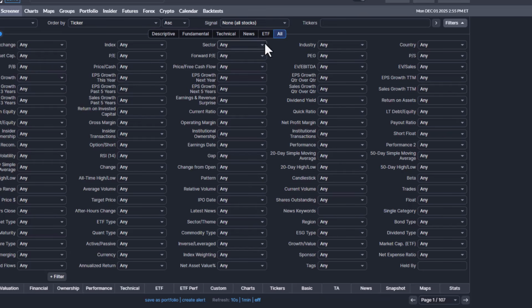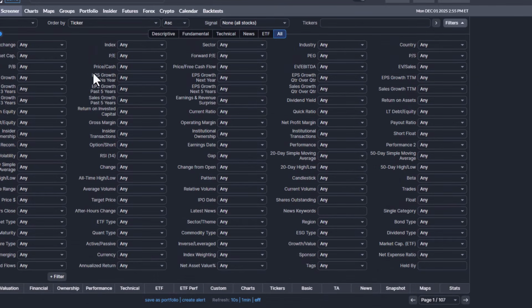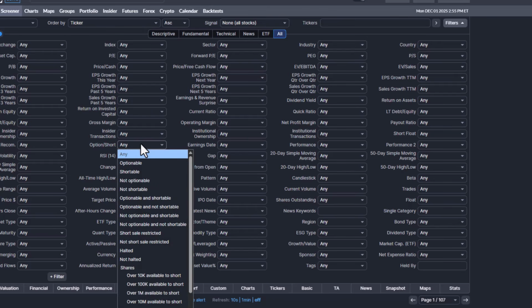As you log into FinViz, first hit Screener right here, and then click on the All button. That will bring up fundamental and technical details. I like to do that just because you might want to screen for some fundamentals. We're mostly going to focus on technicals.